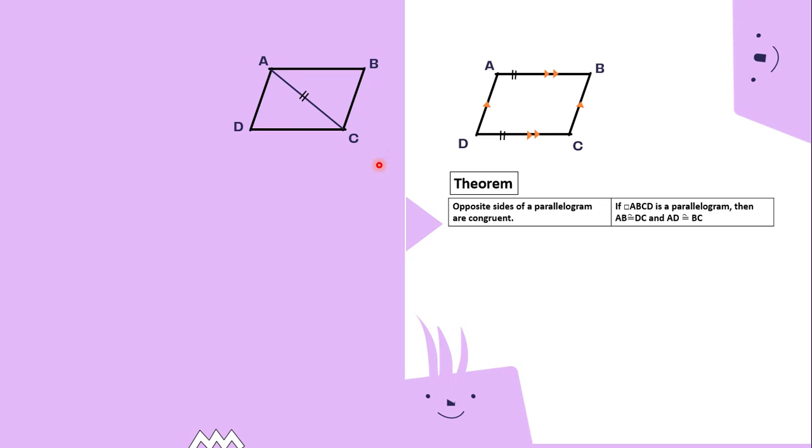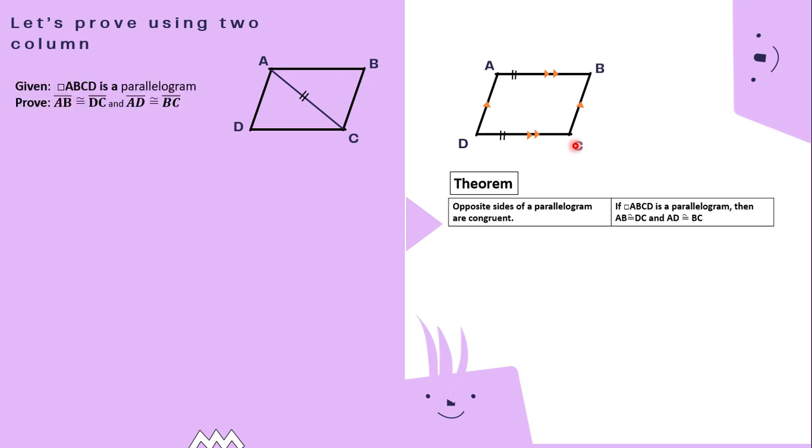Okay, next naman, let's continue our discussion. Let's have another theorem. Opposite sides of a parallelogram are congruent. Pag may sinabi natin opposite sides, this side AB and side DC is congruent to each other, and side AD is congruent to side BC. Okay? So, that's the definition.